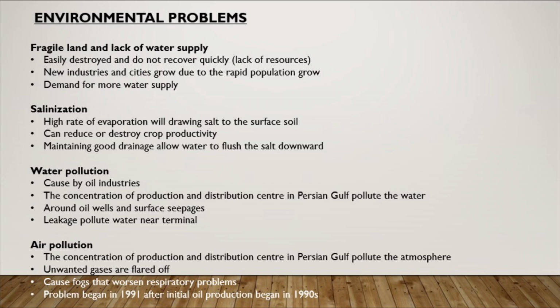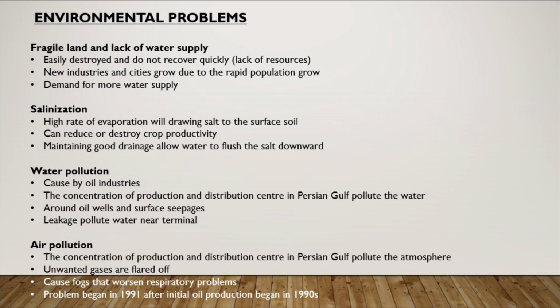Okay, for the next one is water pollution. We know that in this region, the main industry is the oil industry. So the water pollution is caused by the oil industry. Okay, the oil industry is a major polluter throughout the world, and the concentration of production and distribution centers in the Persian Gulf area pollutes the water around oil wells and also through surface seepage. And there's leakage. Also, the water is polluted near the terminals.